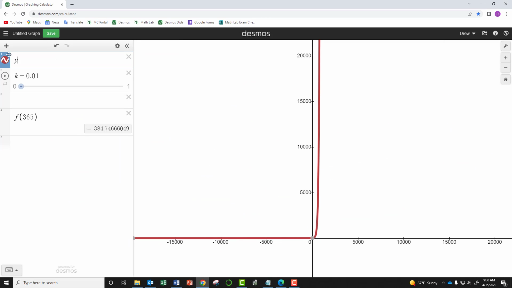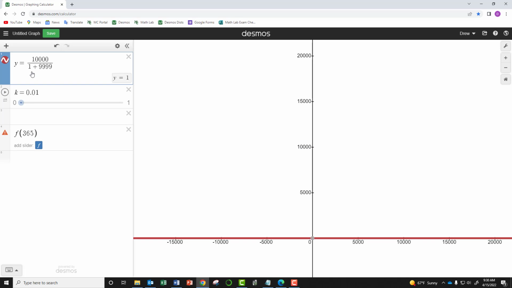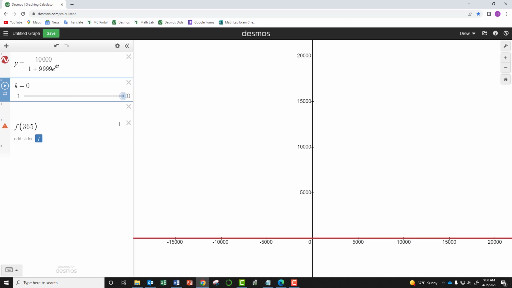I'm going to use y instead of n here. So I set y equal to 10,000 divided by 1 plus 9,999 times e to the power kt. And I have a feeling here that k is going to be best off negative, so let's try that.